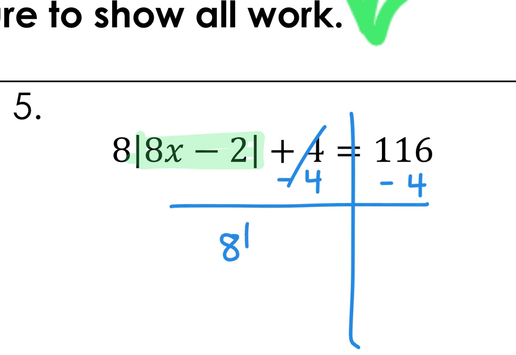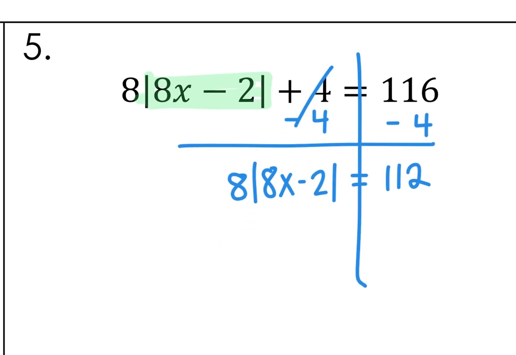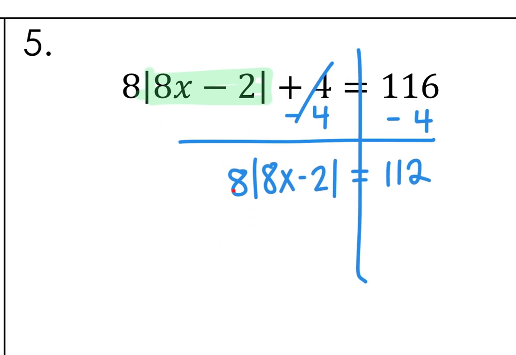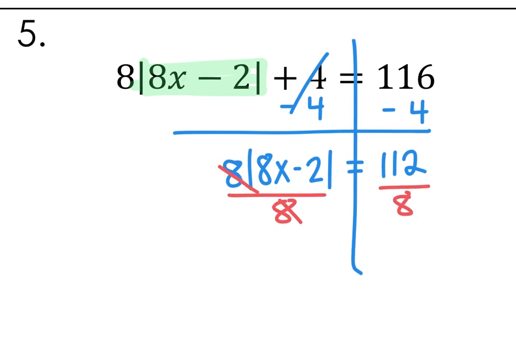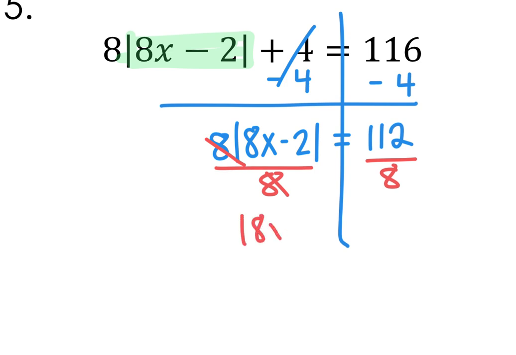So I have 8 times the absolute value of 8x minus 2 is equal to, well, not yet, but yeah, 112. Then we can undo this coefficient. So we've got divided by 8, divided by 8. Now I'm left with the absolute value of 8x minus 2 is equal to 14.